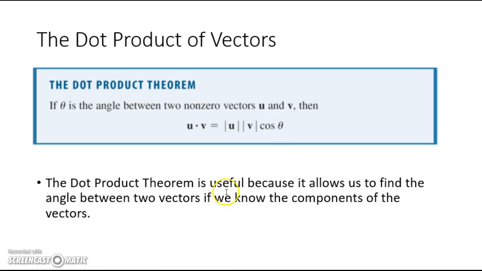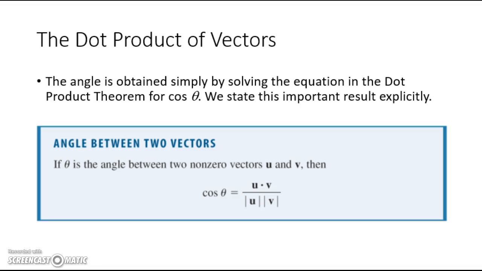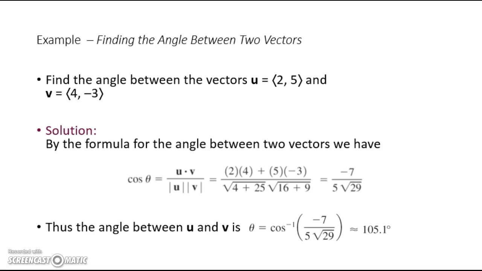So the dot product theorem allows us to find the angle between two vectors simply if we know the components of each vector. So we'll use some algebra on this and solve it for cosine of theta. So to find theta, the cosine of theta is u dot v over the product of their magnitudes. Therefore theta would be the cosine inverse of this fraction. And that's how we're going to find the angle between two vectors.